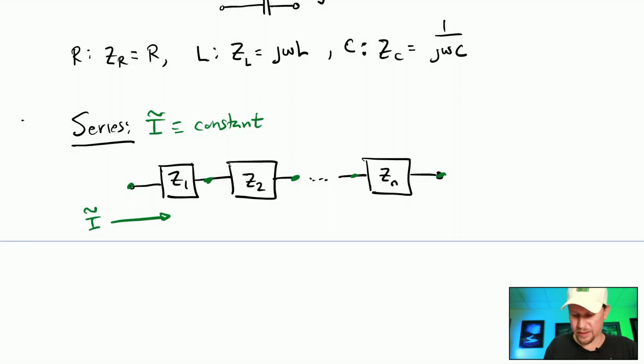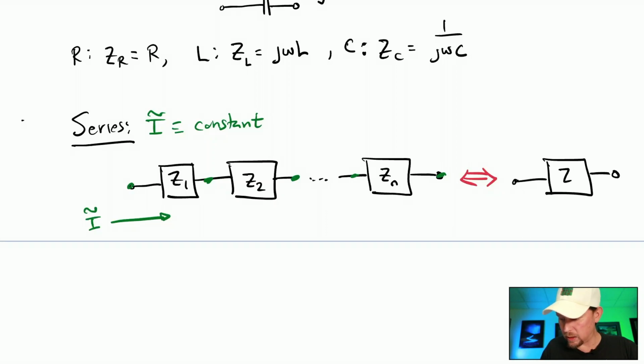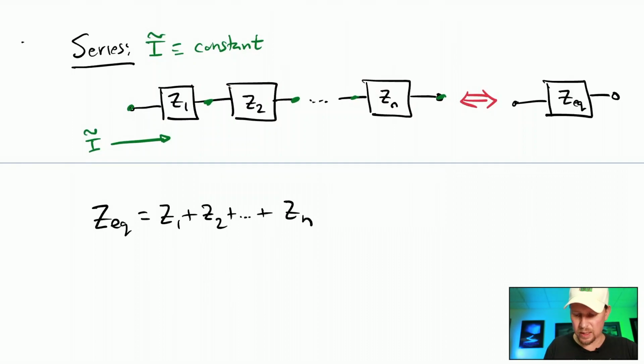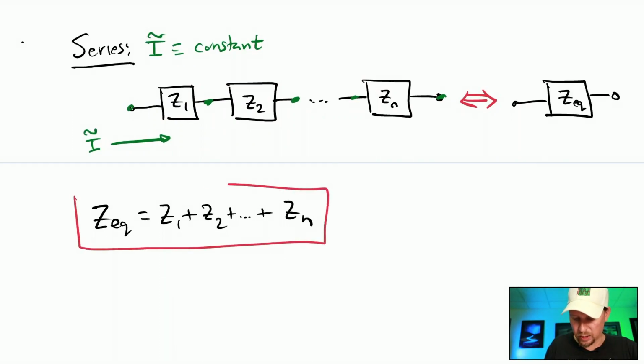If that's the case, then we can replace, by equivalent circuits, the entire network of impedances with a single impedance whose equivalent impedance is the direct sum of all of the individual impedances, like this. This is an important enough result to box. That's what we were actually looking for. And you can imagine, based on our discussion, that we're going to do something very similar for parallel impedances.